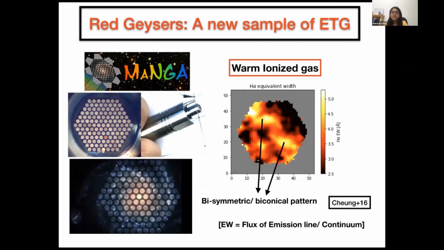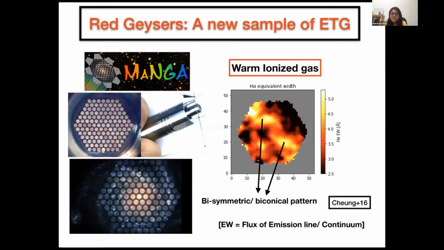Now, thanks to IFU surveys like MaNGA, we now have spatially resolved information across thousands of galaxies. MaNGA looks at nearby galaxies. And when we looked at all this enormous data, we found this sample of early type galaxies that show something like this. So here you are looking at the 2D spatially resolved H-alpha equivalent width map of an elliptical galaxy. Equivalent width is basically like flux. So you can think of this as the spatial distribution of warm ionized gas across the face of the galaxy.